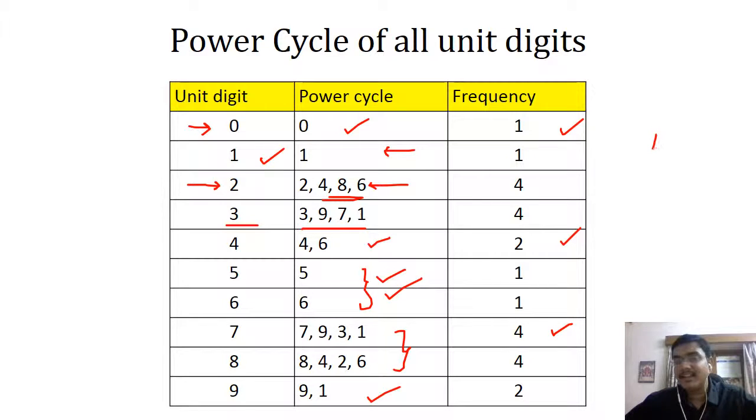So I can say that after every 4 powers, each number's unit digit will get repeated. For example, if I ask you what is 6 to power 6, the unit digit you will tell me is 6. Why? Because it remains the same. Similarly, if I ask what would be the unit digit of 9 to power 21, you'll say 9, which is the same as 9 to power 1, because it is getting repeated after every 2 cycles.